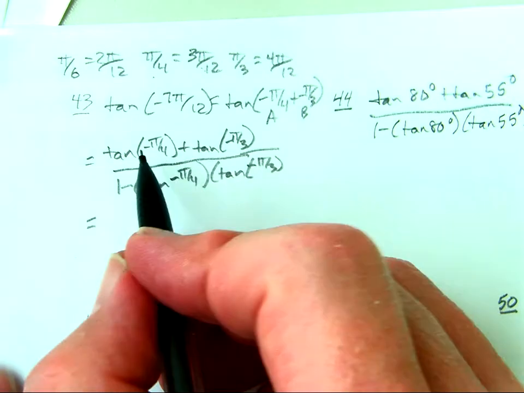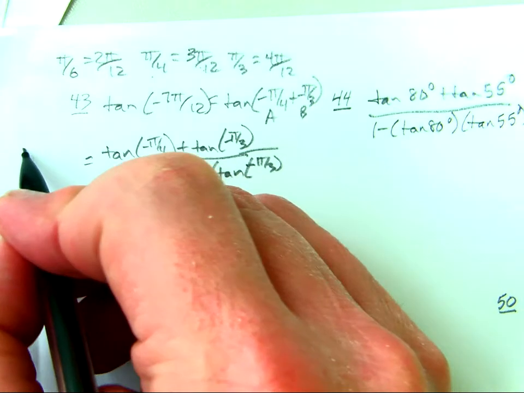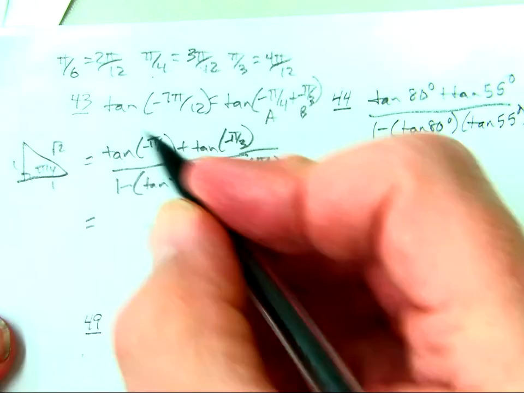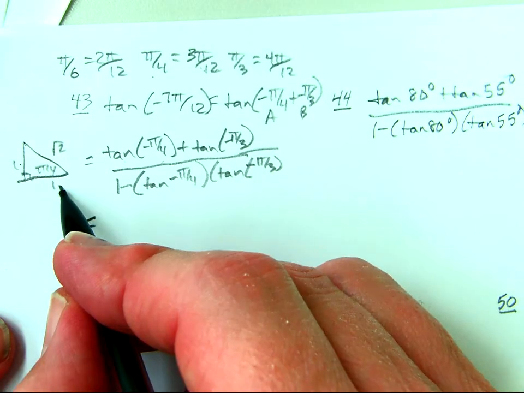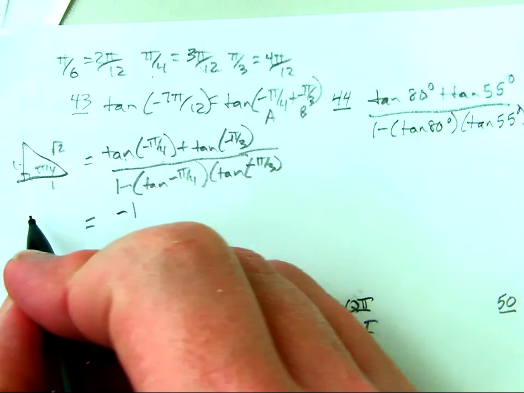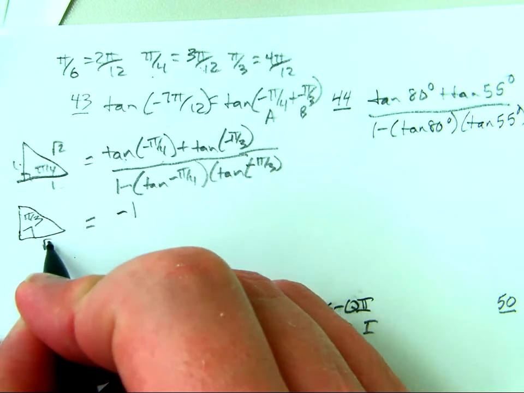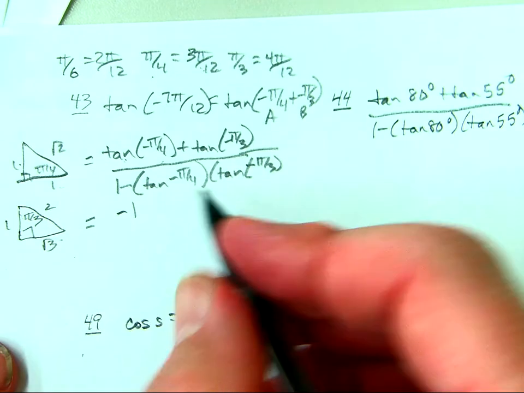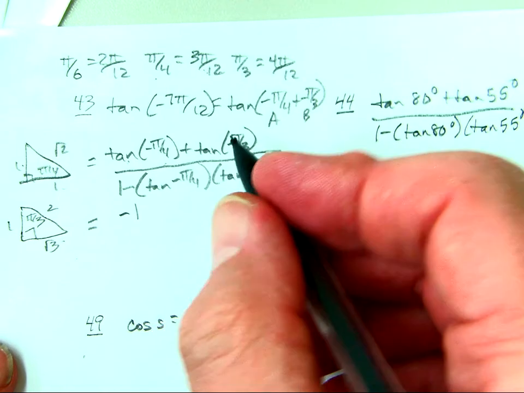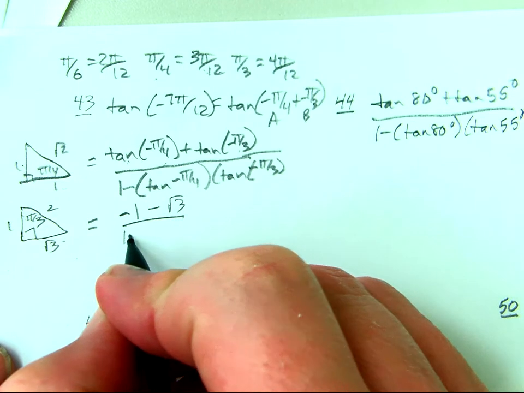So if we plug in, well, from our triangle, we know the tangent of pi over 4, if we look at our two triangles, the tangent of pi over 4 is 1 over 1, so it's 1. So the tangent of a negative pi over 4 is a negative 1. Pi over 3, we draw our triangle. The tangent's radical 3 over 1. So if the tangent of pi over 3 is radical 3 over 1, tangent negative is a negative radical 3 over 1.